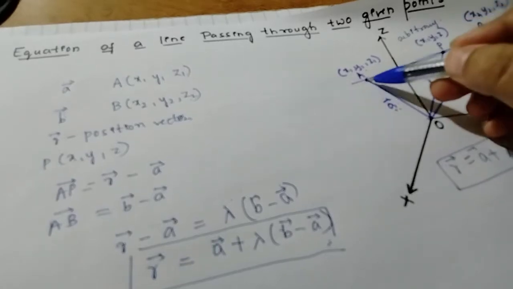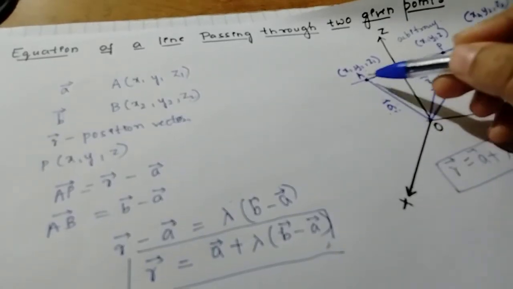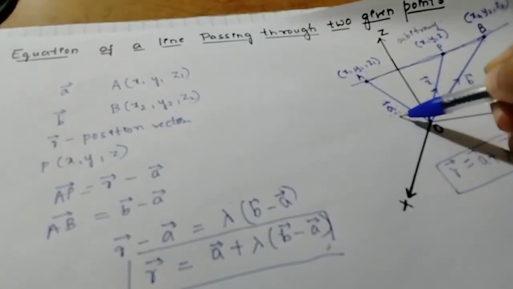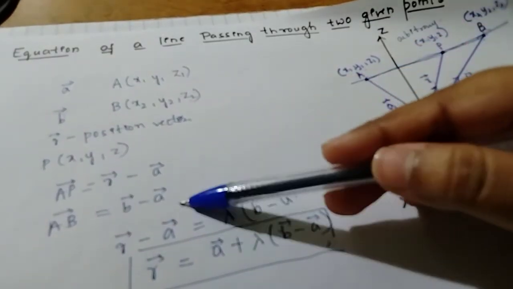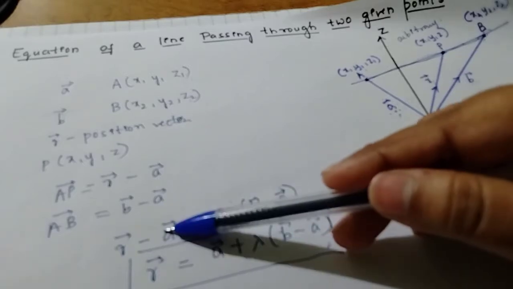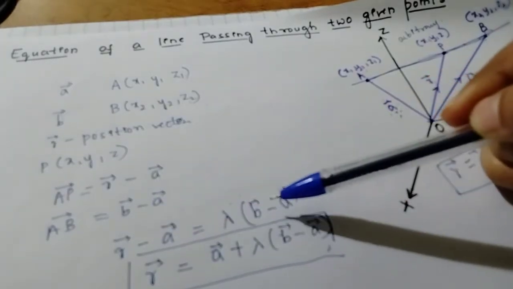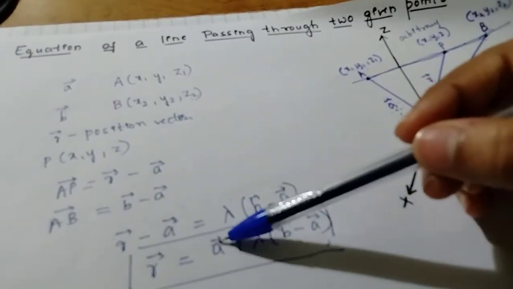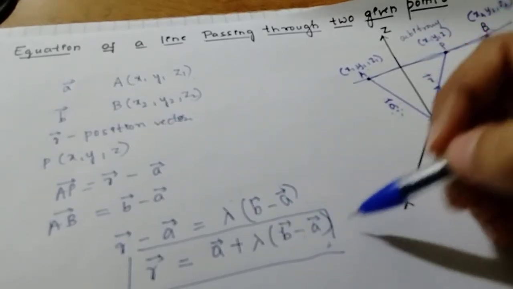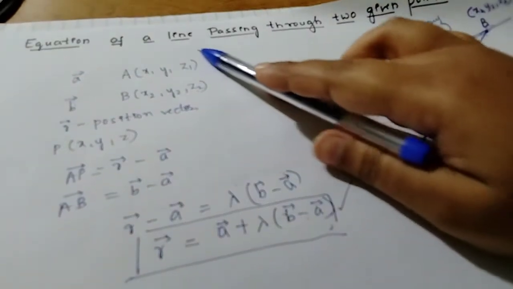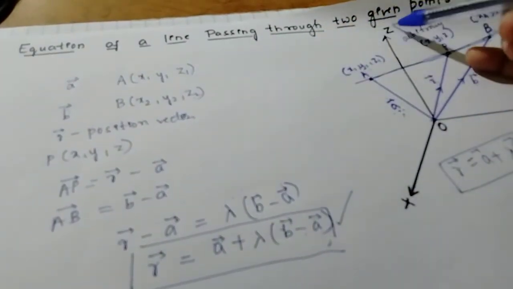Then we write AP is equal to R minus A, AB is equal to B minus A. Then comparing these two, if they are collinear vectors, then R minus A will be equal to lambda times of B minus A. R is equal to A plus lambda times of B minus A. Very important. Find the equation of a line passing through two given points.